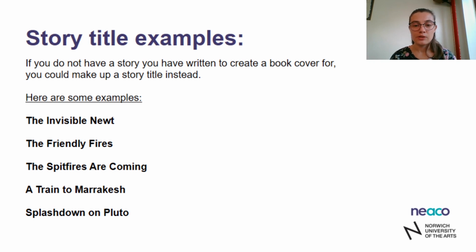So here are some examples. The invisible newt, the friendly fires, the Spitfires are coming. Spitfires is an aeroplane. A train to Marrakesh, and Splashdown on Pluto. So they could be some examples of what you could use.